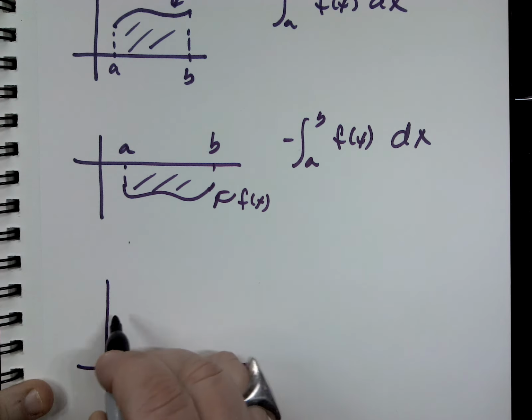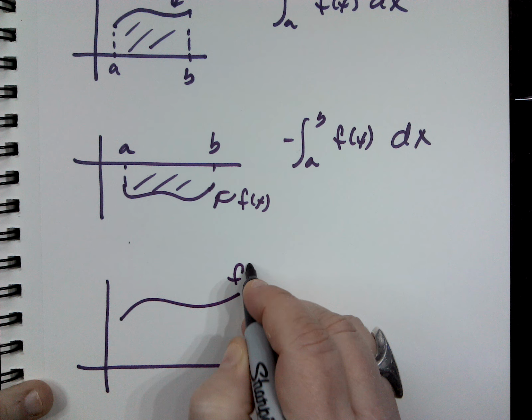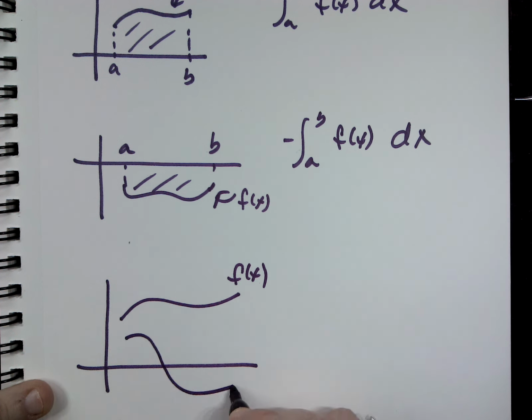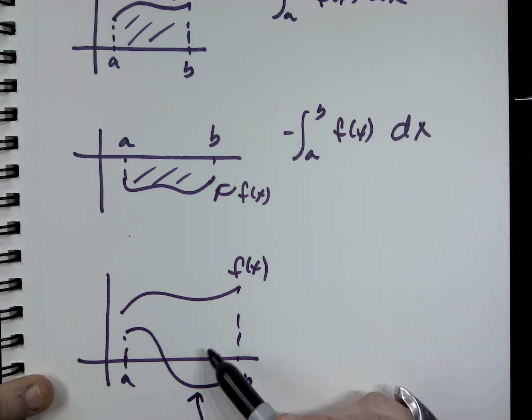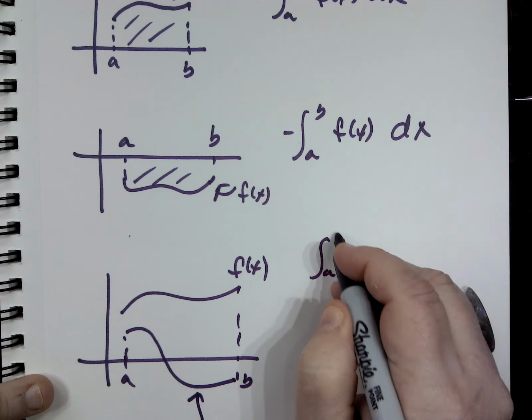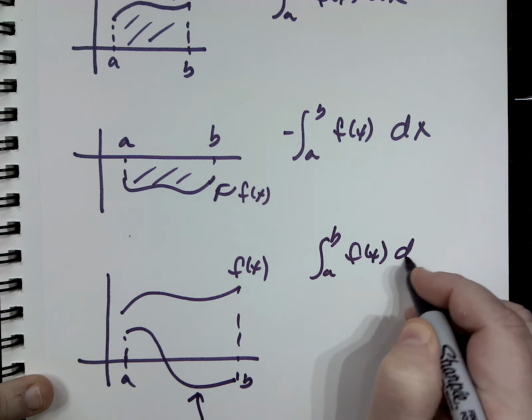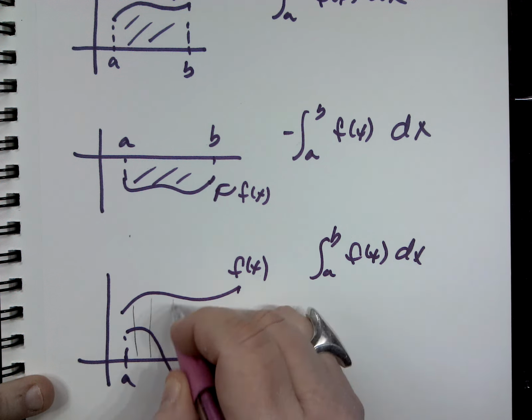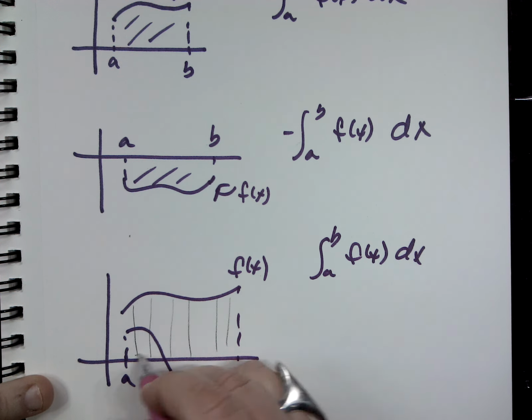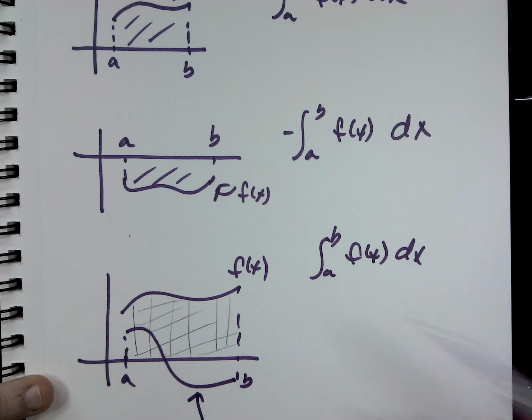What if we have, here's f of x, and let's say that's g of x. Well, if I integrate f of x from a to b, I will get that area.